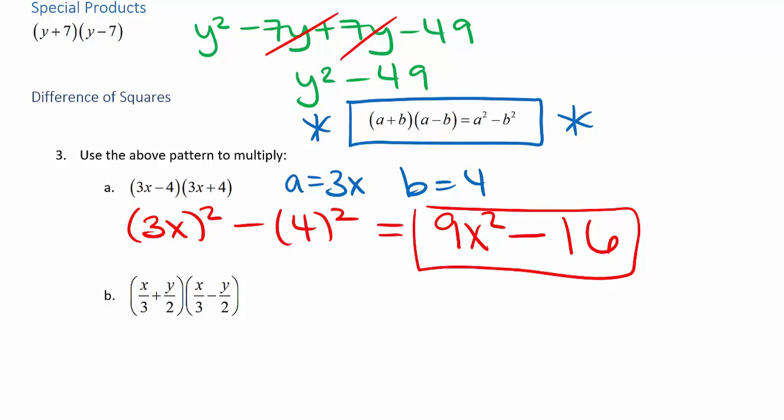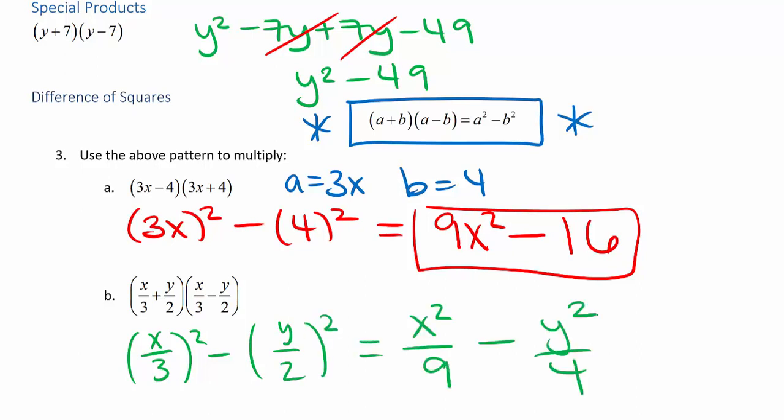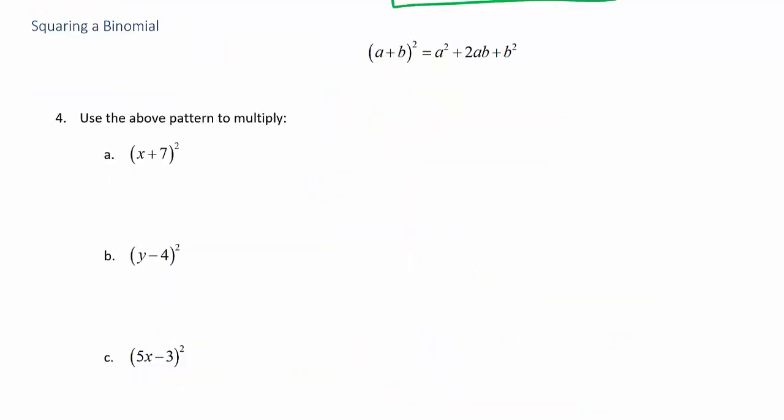So part B also fits into the pattern. We have the exact same binomials. The only difference is the sign in between them. So using the formula, we can square each term and subtract them. And that would give me x squared over 9 minus y squared over 4. Now there is also a formula for squaring a binomial.